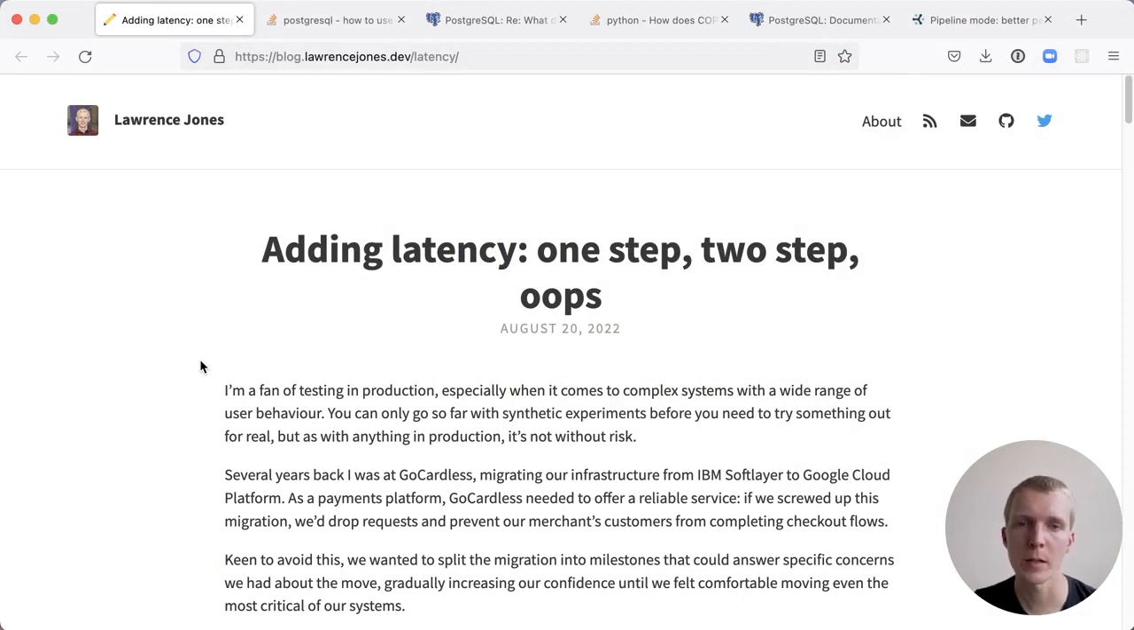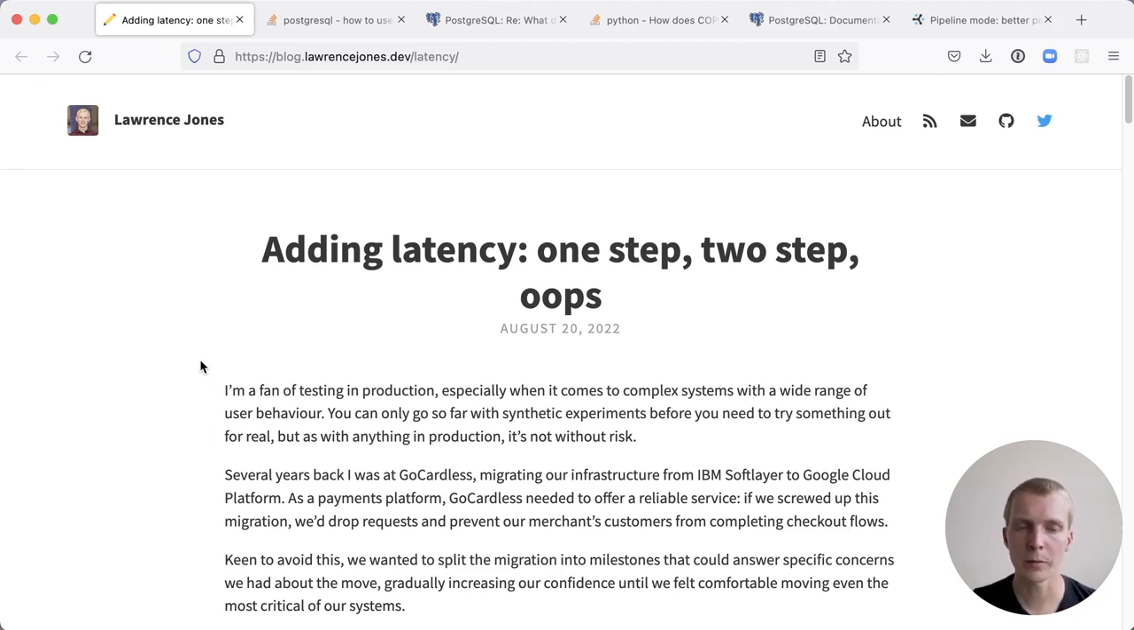My name is Lucas, and today we're going to talk about network latency, how it impacts your query performance, and how to improve it by using pipeline mode or copy in Postgres. In this blog post by Lawrence Jones, he describes an issue that he had run into back when he was working at a company called GoCardless a couple of years ago.